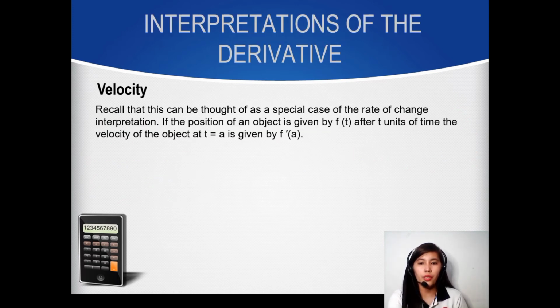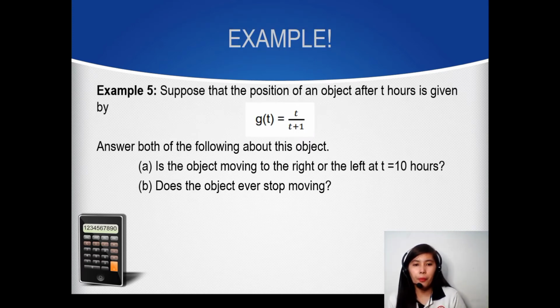Next, the interpretation about velocity. If the position of an object is given by f of t after t units of time, the velocity of the object at t equal to a is given by f prime of a. For example, suppose the position of an object after t hours is given by g of t equal to t over t plus 1. Answer both of the following about this object. A, is the object moving to the right or to the left at t equal to 10 hours? And B, does the object ever stop moving?